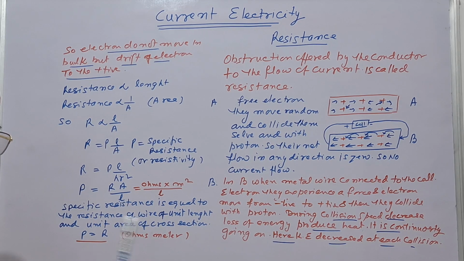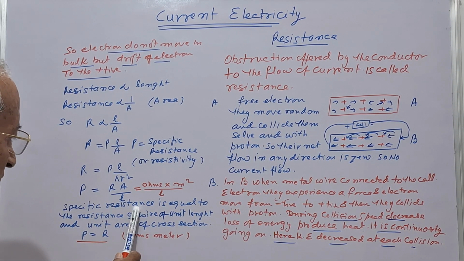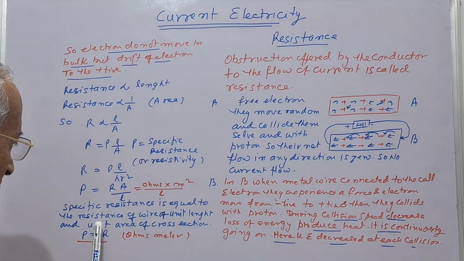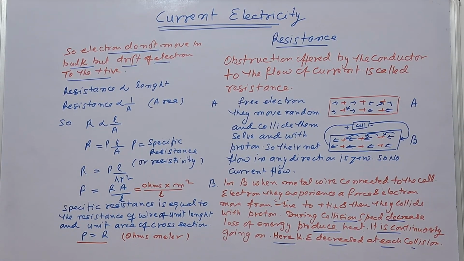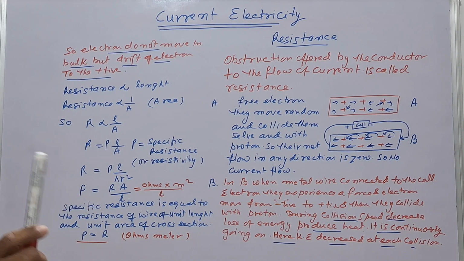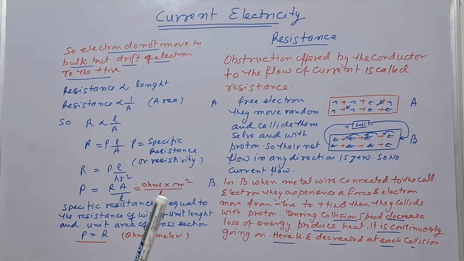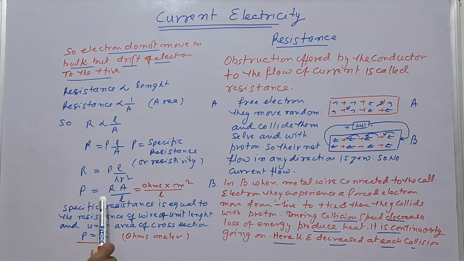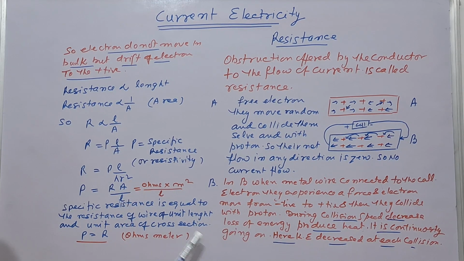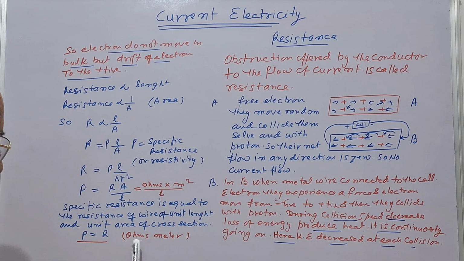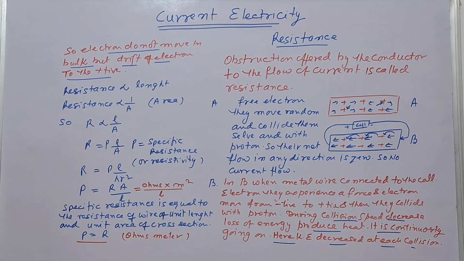See, this specific resistance is equal to the resistance of a wire of unit length and unit area of cross section. So we say that the specific resistance is the resistance offered by a unit length and unit cross-section area. So if A and L are both constant, then rho is equal to the resistance, and its unit will be ohm meter. So resistance is a characteristic property of the conductor.